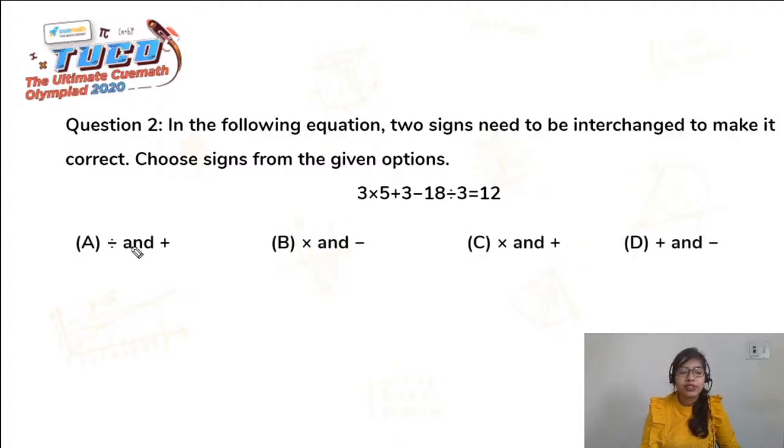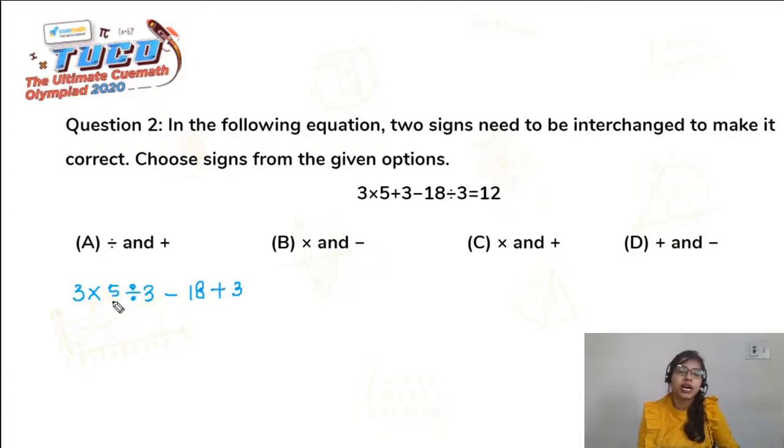So let's quickly verify the options. In the first one, division has to be replaced with plus and plus has to be replaced by division, okay? So 3, in place of multiplication, we don't have anything, right? So it will be as it is, and then plus is being replaced by division, divided by 3, minus is as it is, 18, and division is being replaced by plus. So let's see if this works.